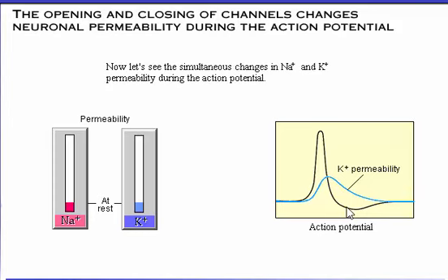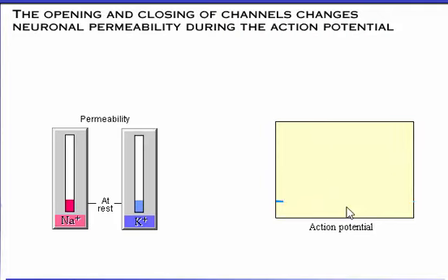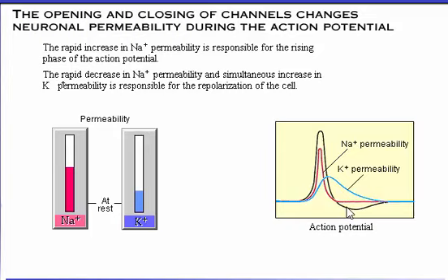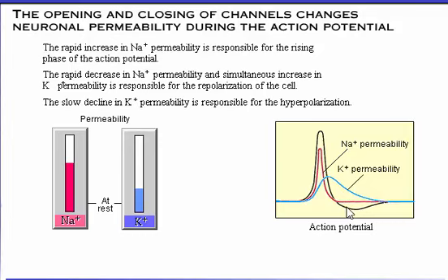Now let's see the simultaneous changes in sodium and potassium permeability during the action potential. Click the graph of the action potential. The rapid increase in sodium permeability is responsible for the rising phase of the action potential. The rapid decrease in sodium permeability and the simultaneous increase in potassium permeability is responsible for the repolarization of the cell. The slow decline in potassium permeability is responsible for the hyperpolarization. To repeat the last animation, click the graph.